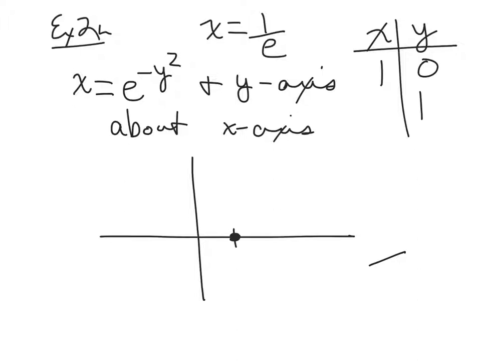Well, let's think about that. You might remember that e is approximately equal to 2.718 and so on. So let's put approximately equal 1 over 2.7. 1 over 3 would be a third. So this would be a little bit more than that. So a little bit more than a third. So approximately a third and 1. So we're going to have a point somewhere in this neighborhood.